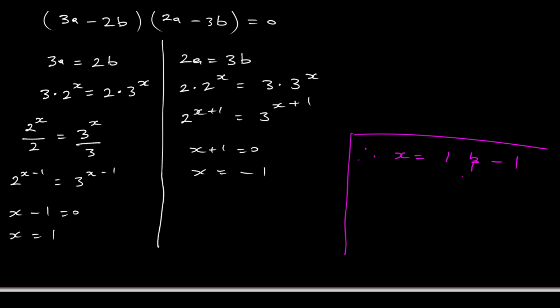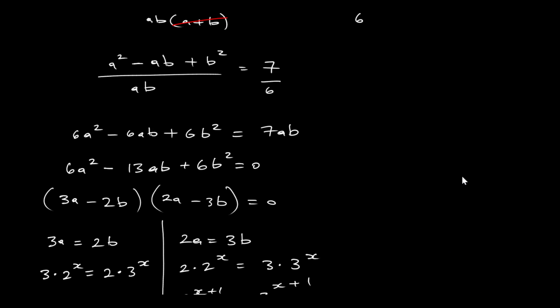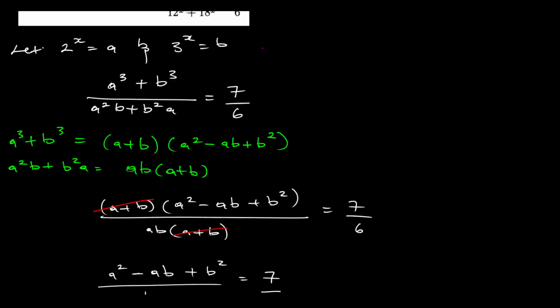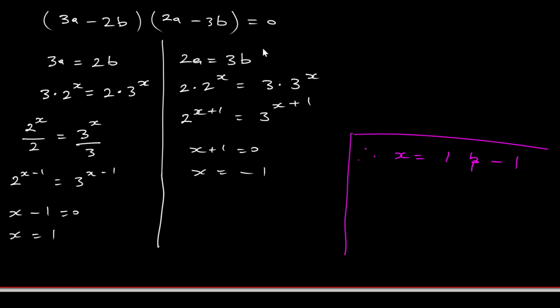And we could substitute 1 or negative 1 in this equation, and we would be left with our answer. So if we use 1, we'd be left with 8 plus 27 all over 12 plus 18. So that is 35 over 30. Factor out 5, and we would be left with 7 over 6. And the same would go for negative 1. So that is basically the solution for this problem. X is equal to 1 and negative 1.